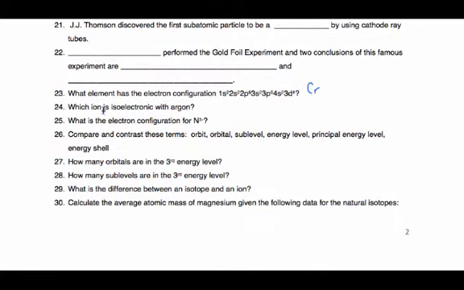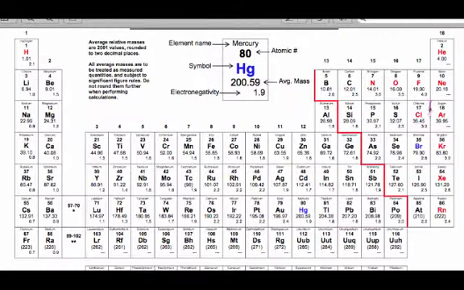Which ion is isoelectronic with argon? Well, what does isoelectronic mean? This means it has the exact same electron configuration as argon. What is an ion? An ion has a charge. So there are lots of different ions that could be isoelectronic with argon. Let's figure out one of these. Let's first of all figure out argon's electron configuration.